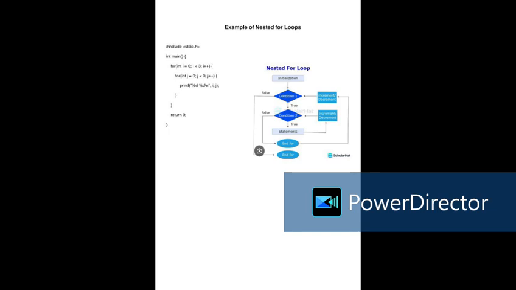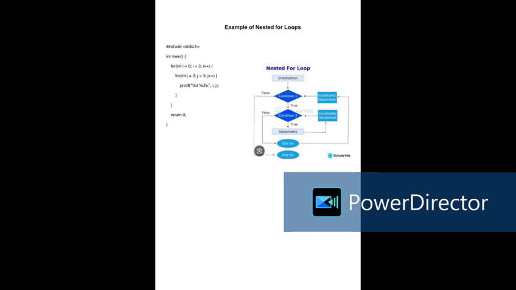Nested for loop example. Consider a nested for loop example. The outer loop runs from 0 to 2, representing rows. Inside it, the inner loop also runs from 0 to 2, representing columns. Each time the outer loop runs once, the inner loop runs completely. Printing i and j shows every combination of row and column indexes.